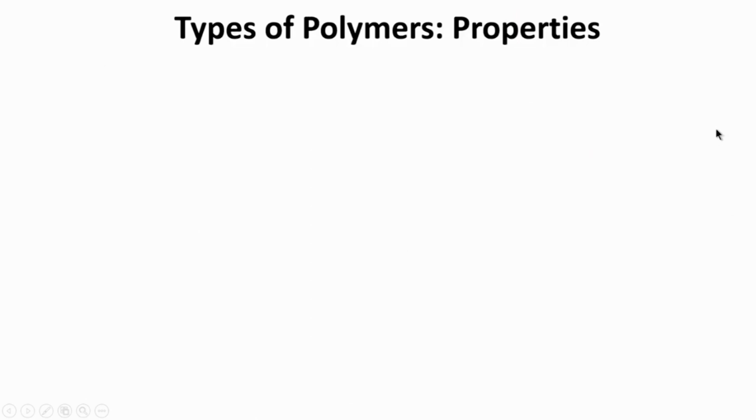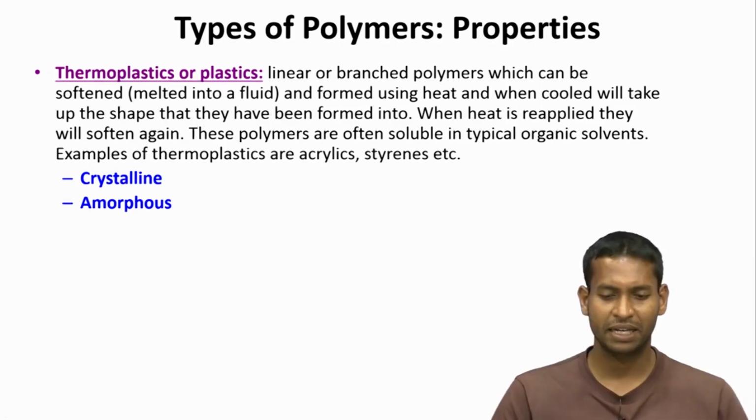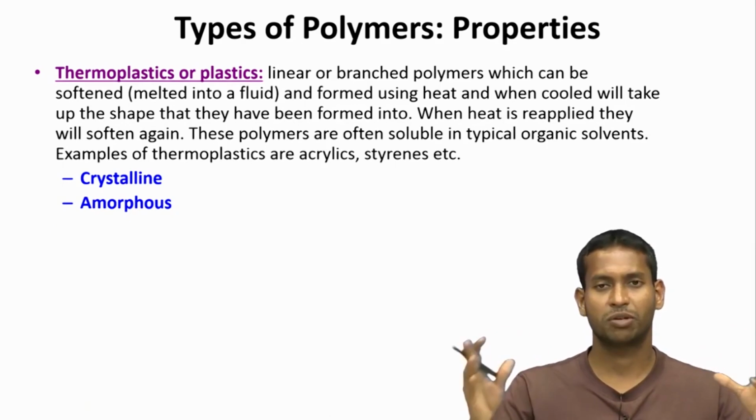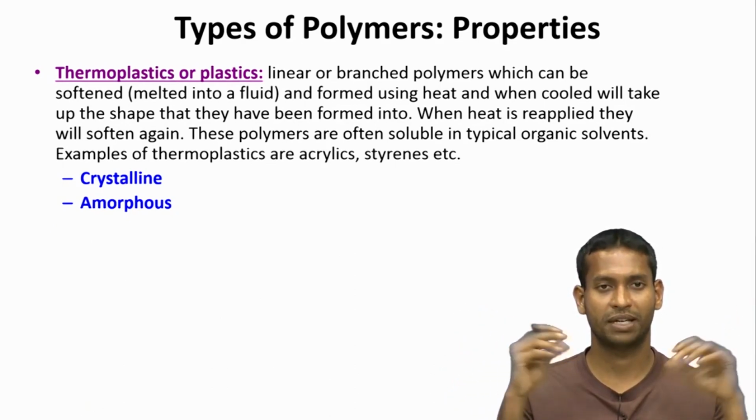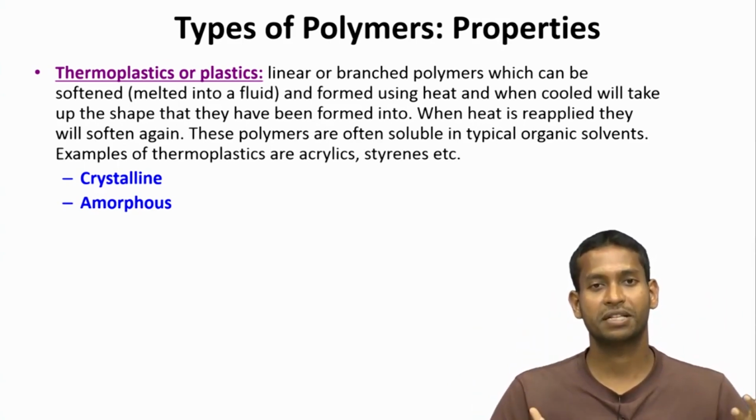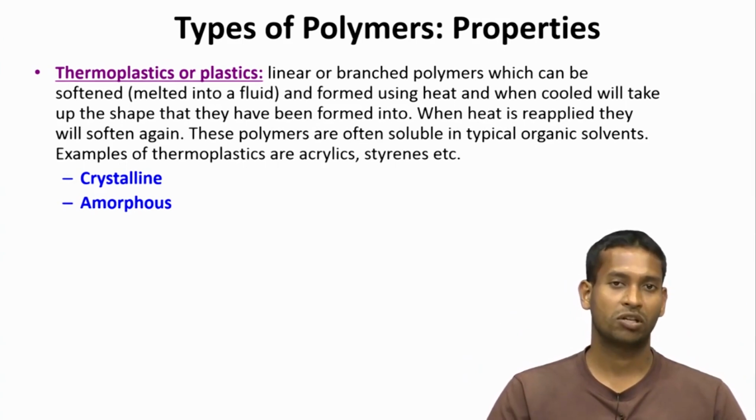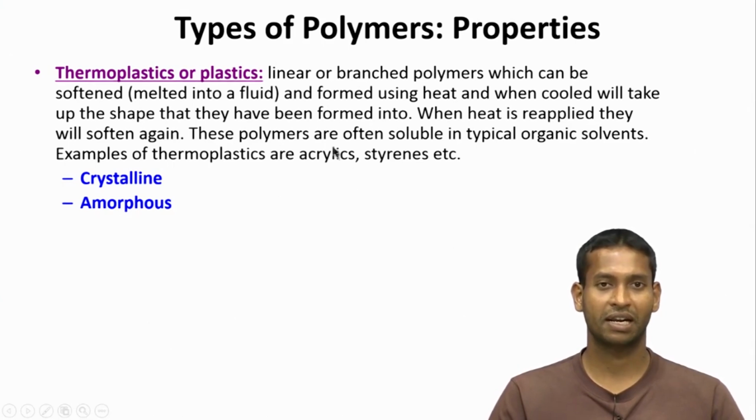And then polymers can also be defined on the basis of their properties. So, there are thermoplastics or just plastics itself. These are linear or branched polymers. These can be softened typically by heat, and when they cool, they assume the shape of whatever they are softened into. So, they are essentially liquid, and you put in whatever shape vial you want, and when these are cooled, they will essentially take that shape. And these polymers are also typically soluble in organic solvents. So, some of the examples are acrylics and styrene.